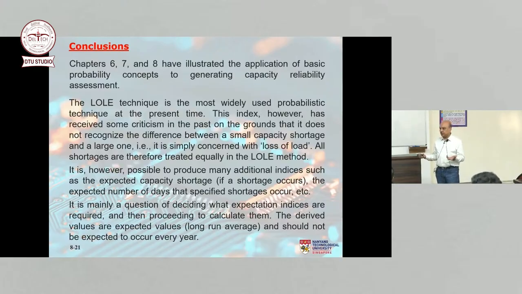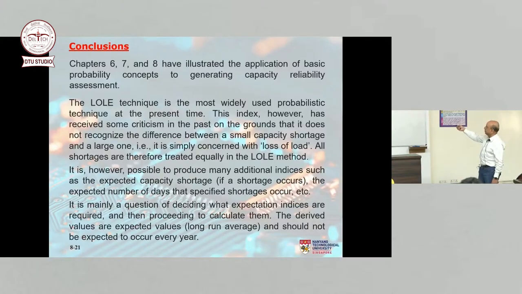The general notation you should know. This is the energy I'm not able to supply. Very simple. Whereas the loss of load expectation is the number of hours per year that my load is not supplied, right? Or days per year that I'm not able to supply the load. So that's a fundamental difference between the 2.